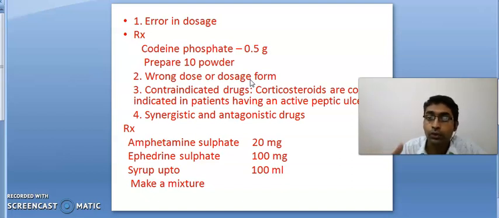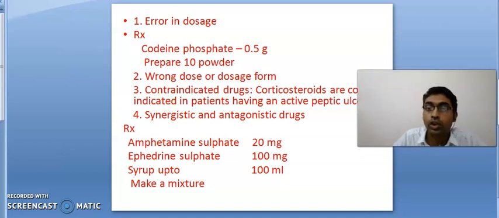Therefore, the dosage form must be properly mentioned. In that case, we have to dispense syrup form. Or if the patient cannot swallow the medication, we have to administer the drug in the injectable form, the same paracetamol in the injectable form. So therefore, the dosage form should be correctly and properly mentioned. Otherwise, it results in therapeutic incompatibility.